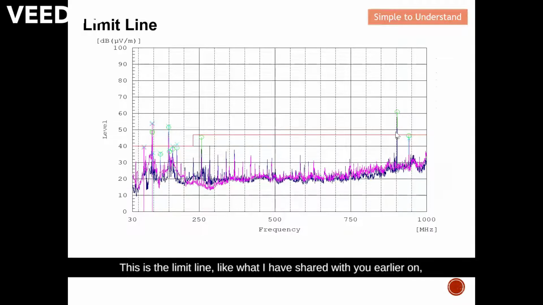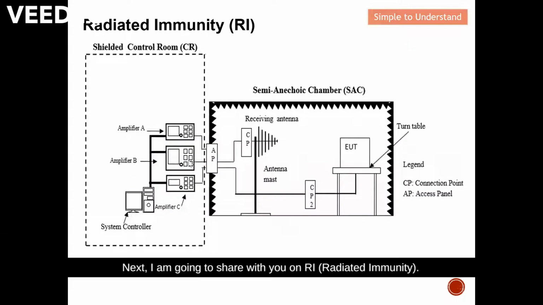Like what I shared with you earlier, in order to comply with the EMC test, all the points must be underneath the limit line. Any point that exceeds the limit line, you need to further troubleshoot your DUT or EUT before you undergo another round of EMC test and measurement. Next, I'm going to share with you on RI.